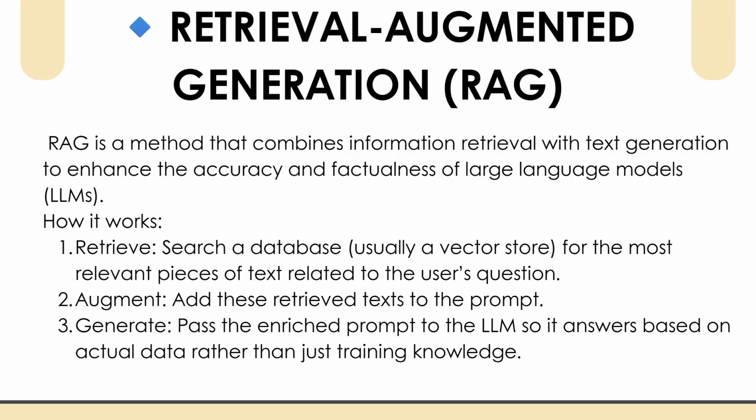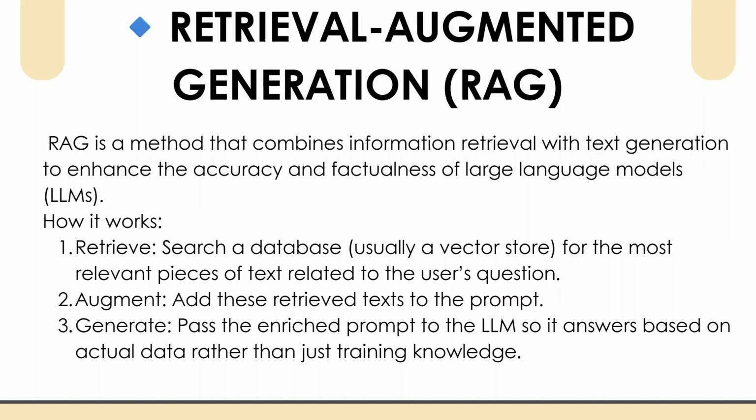Let's start with RAG, which stands for Retrieval-Augmented Generation. Think of it as a way to make large language models, or LLMs, smarter and more accurate. By default, an LLM only knows what it learned during training. It doesn't have access to your private documents or up-to-date information. That's why it can sometimes make things up.